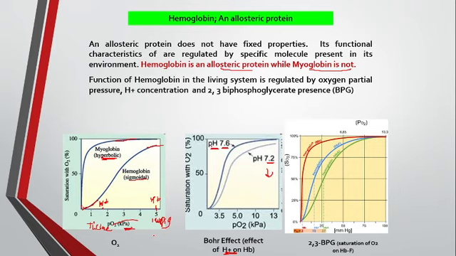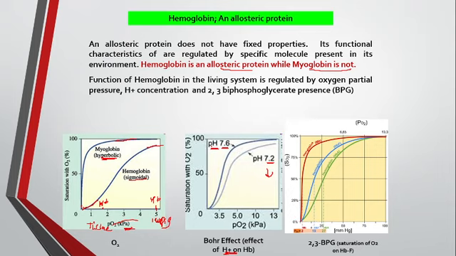Now, the allosteric protein and the sigmoidal nature of hemoglobin. You can see here, this is the nature of myoglobin, which is parabolic. In the second case, this is the hemoglobin nature. This is HbF, the fetal hemoglobin nature.